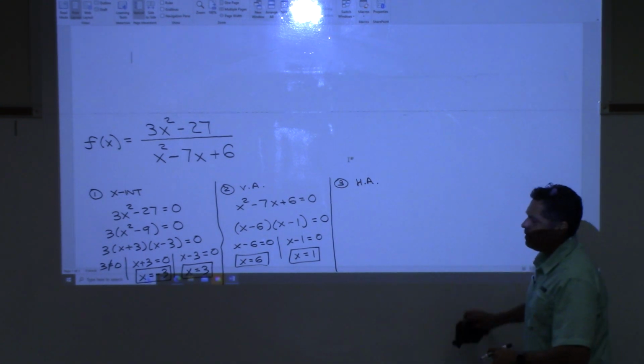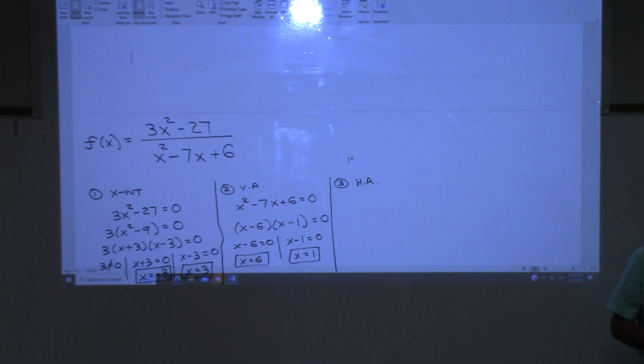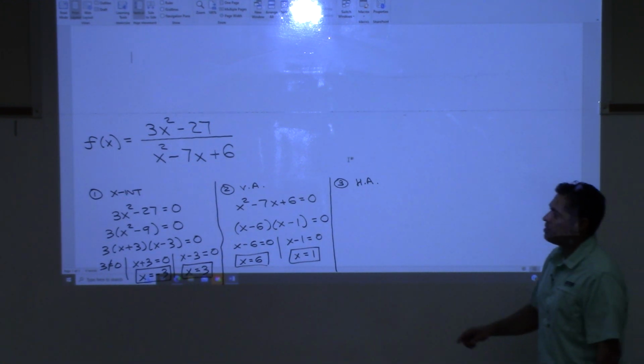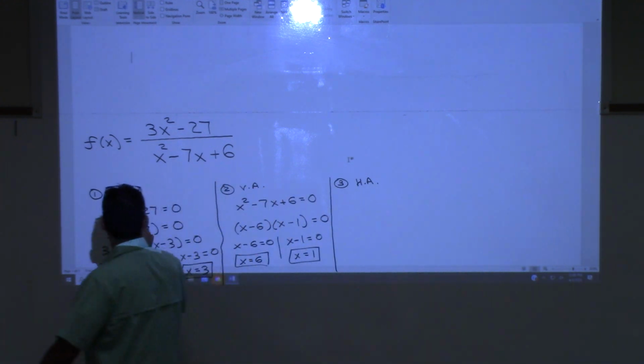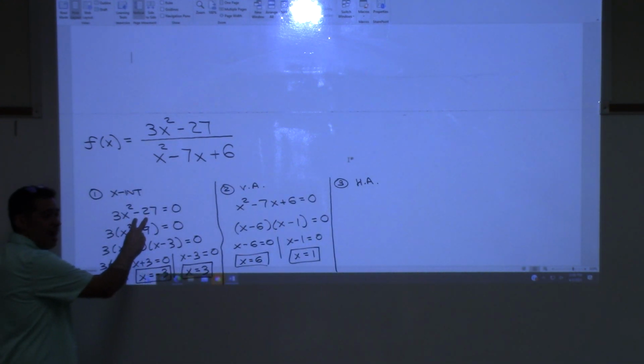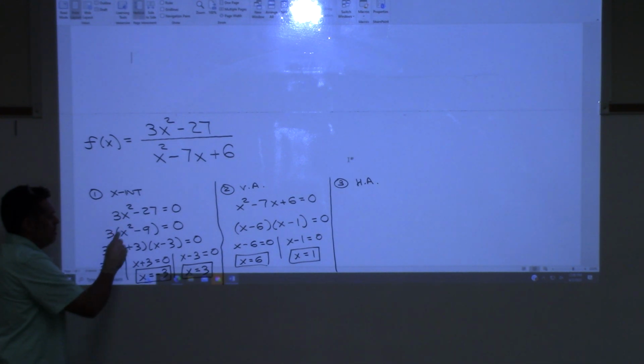Is anybody having any trouble with step 1 or step 2? Step 1, you set the top equal to 0, right? And then you try and solve this. So now we go back to how do we solve this? Well, first thing, try factoring it. GCF first. GCF never goes away, right? What number goes into both of these? 3, right? So pull a 3 out of there.